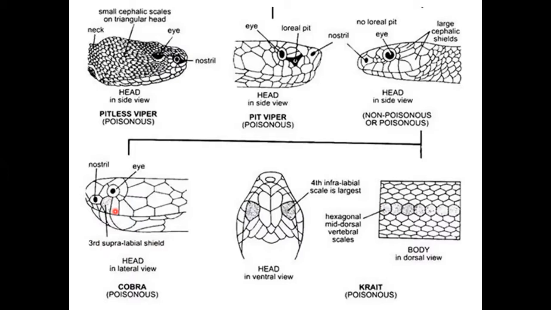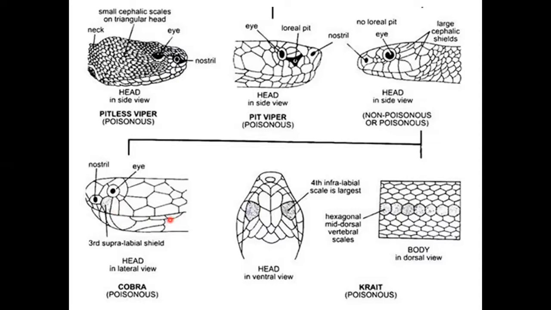If the third supralabial shield touches the nostril and eye, then it is a poisonous snake, no doubt. But it may be a cobra, a king cobra, or a coral snake, which we can identify by observing the hood and spectacle mark that I will show you in the next diagram, in the next figure.